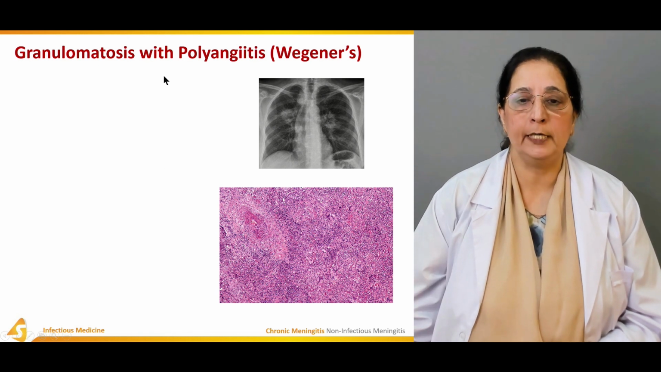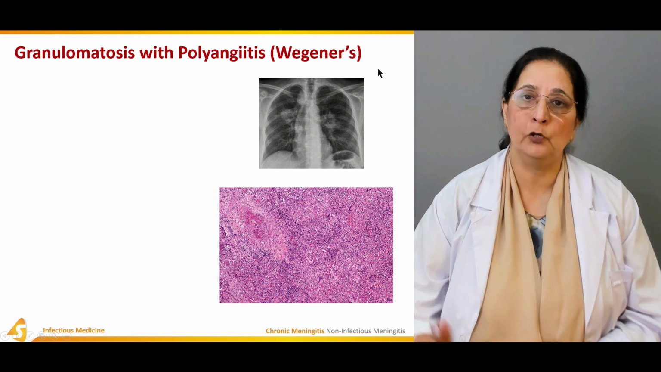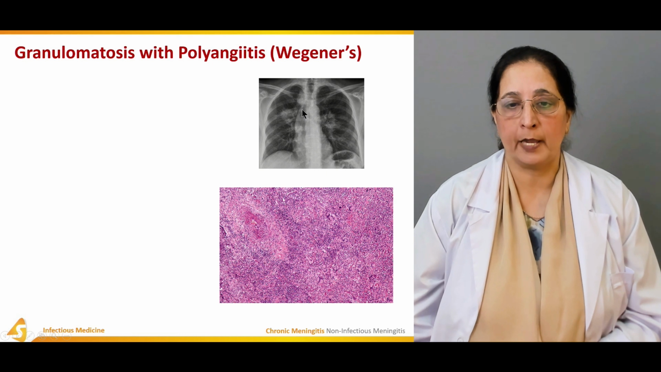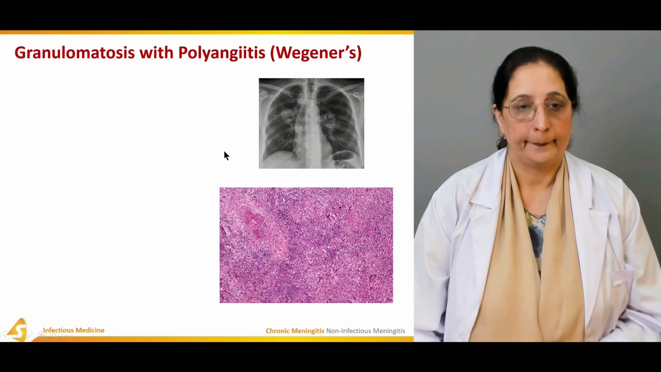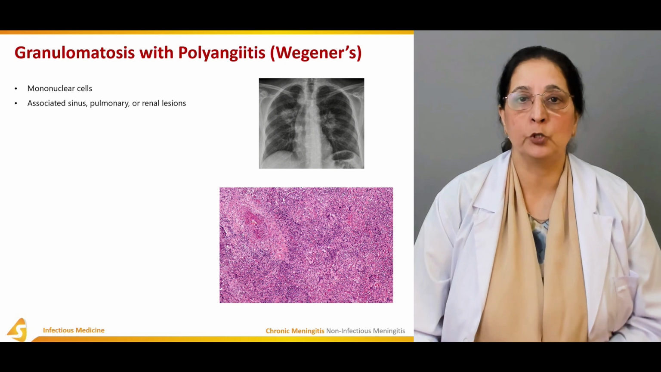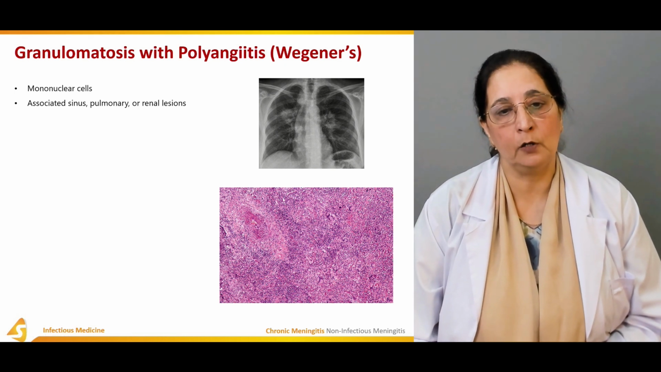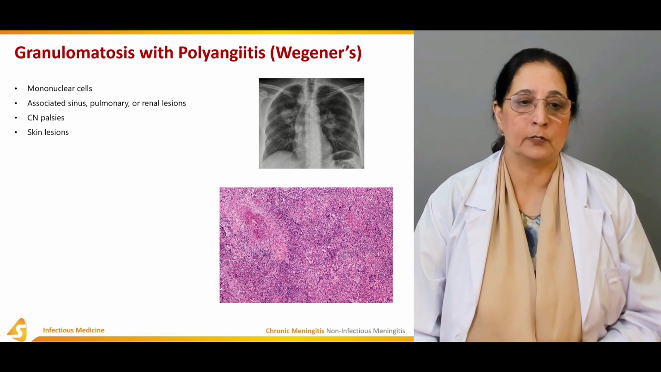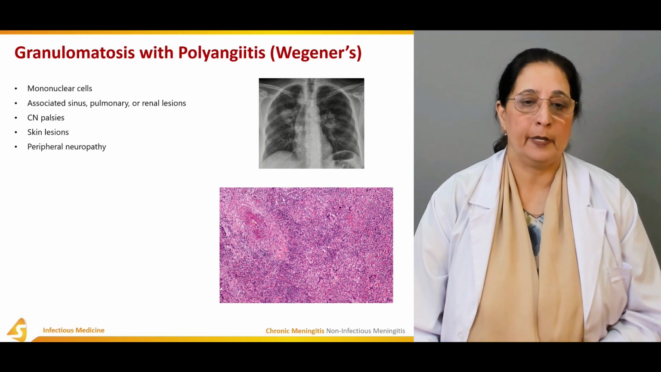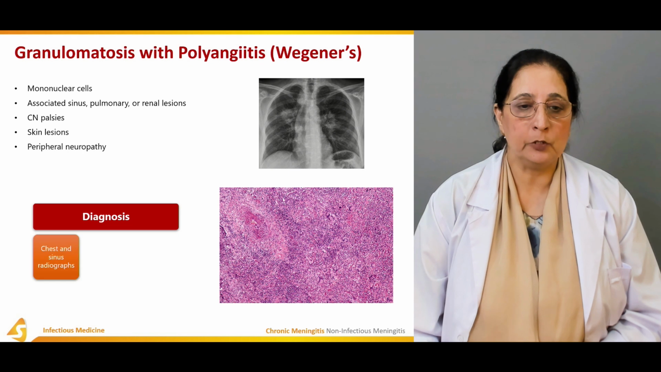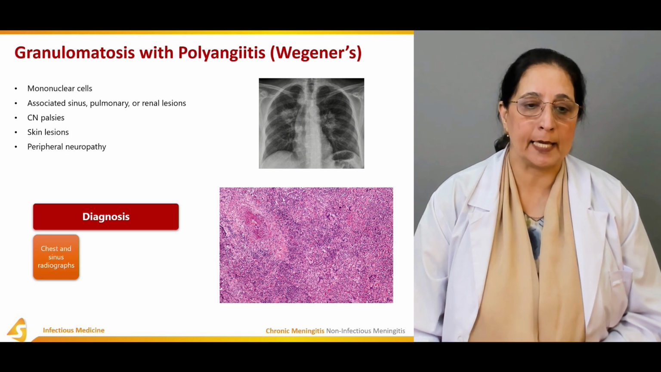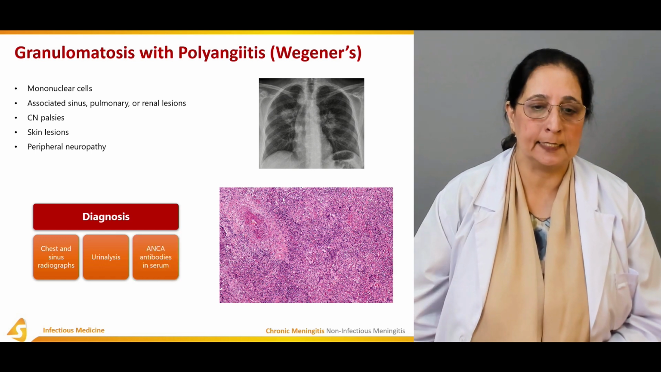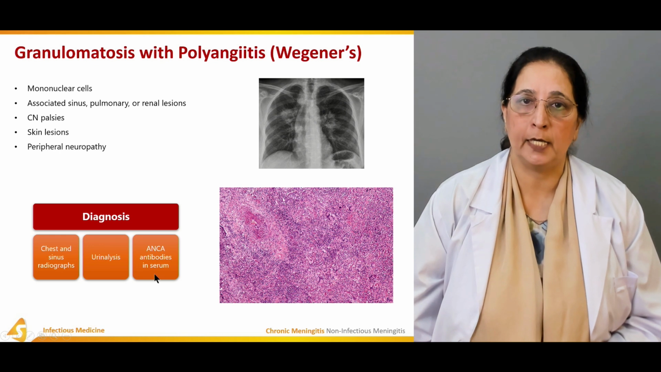Granulomatosis with polyangiitis; Wegener's granulomatosis is the common term used. That's the X-ray picture of Wegener's granulomatosis. Mononuclear cells are present, with sinus, pulmonary or renal lesions. Cranial nerve palsies are also present, along with skin lesions and peripheral neuropathy. Diagnosis is by chest and sinus radiographs, urinalysis, and ANCA antibodies in serum.